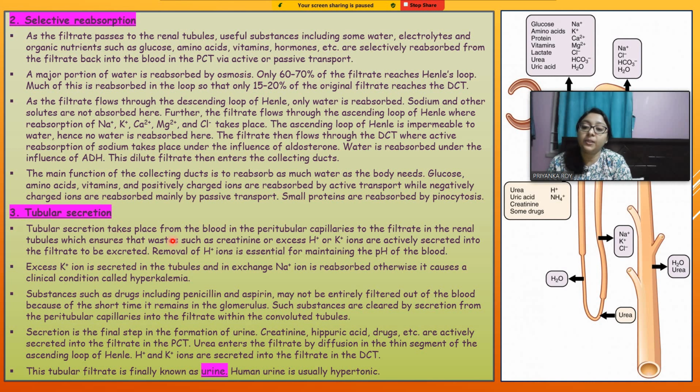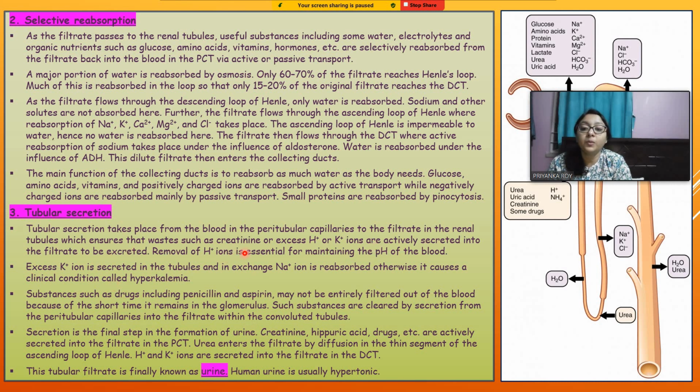Tubular secretion takes place from the blood in the peritubular capillaries to the filtrate in the renal tubules, which ensures that certain wastes which are present in the body, such as creatinine, excess H+ or K+ ions, need to be excreted. So tubular secretion makes sure that they are excreted from the body with the help of urine.